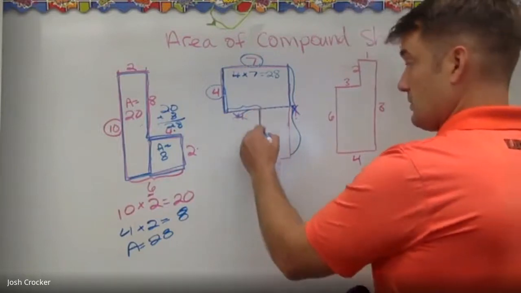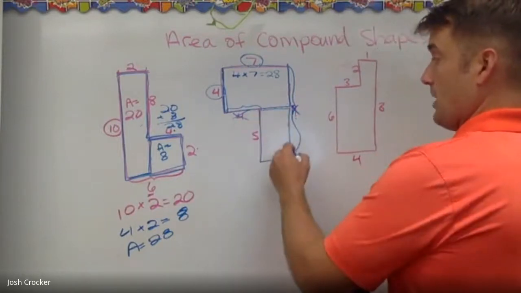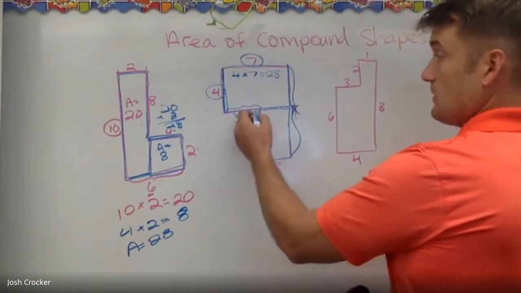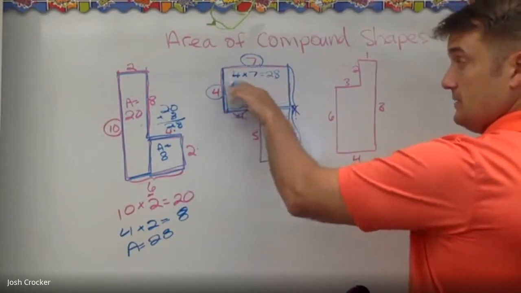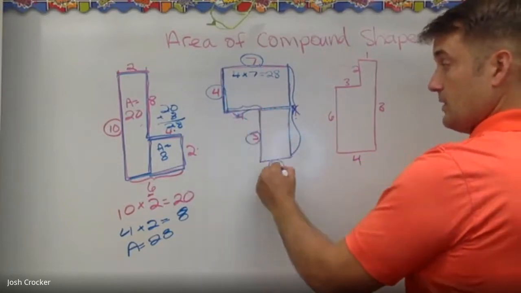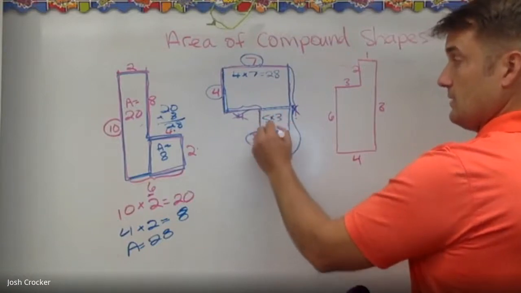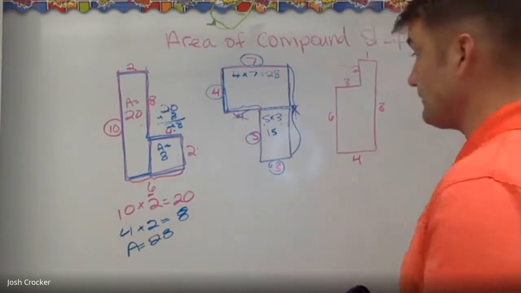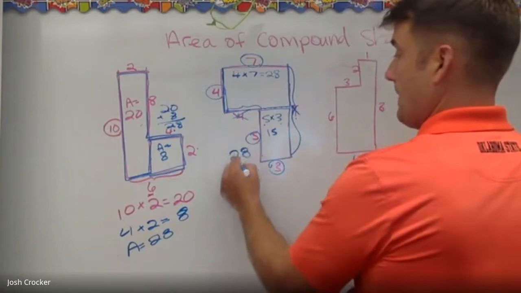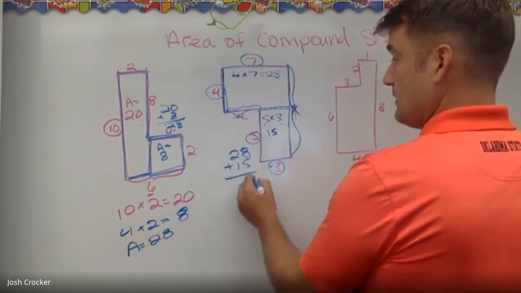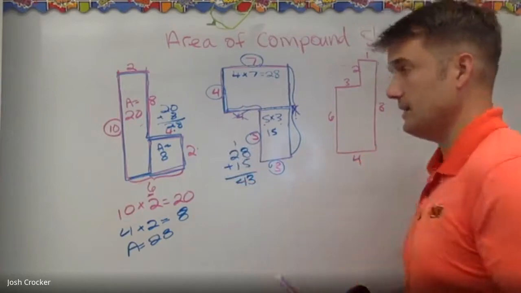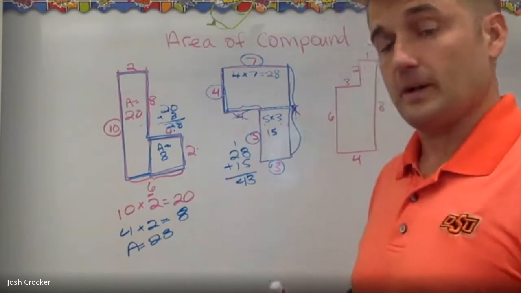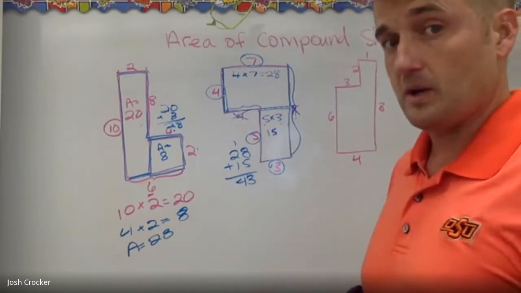Now I'm going to look at this rectangle. I'm not going to use the 9 because that is a side that belongs to both rectangles. I'm not going to use this 4 because that's part of this rectangle, not this one. I'm going to use the 5 and the 3. It's a 5 by 3 rectangle. 5 times 3 is 15. So now 28 and 15, that's 43. The area of this compound shape is 43. Just break it into its parts, find the area of each part, and add them together.